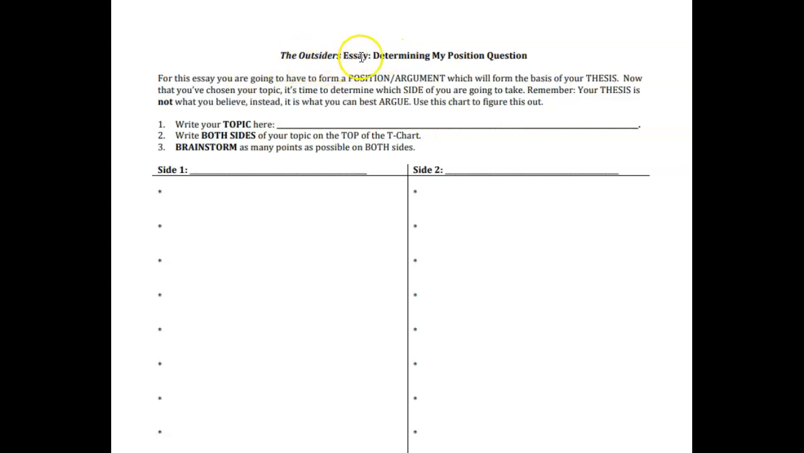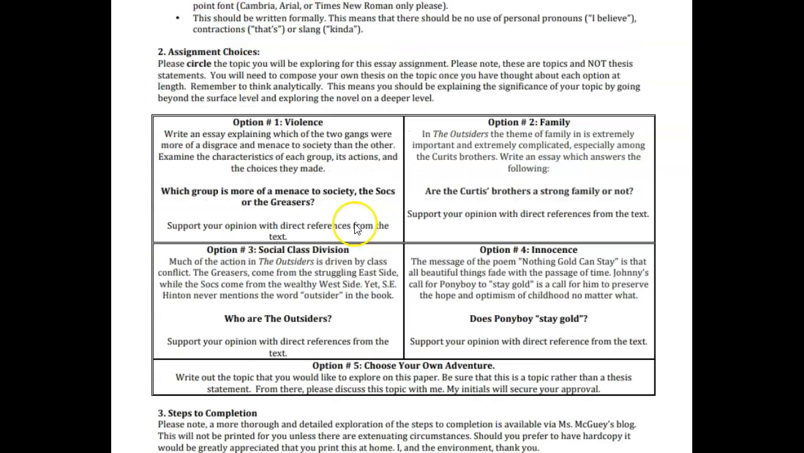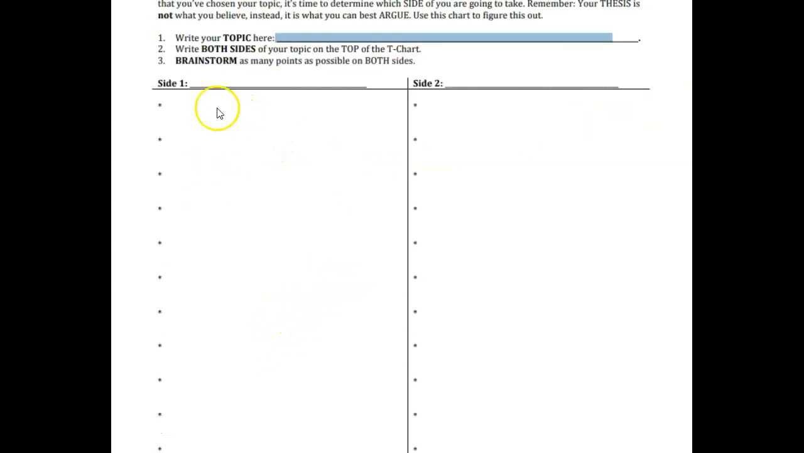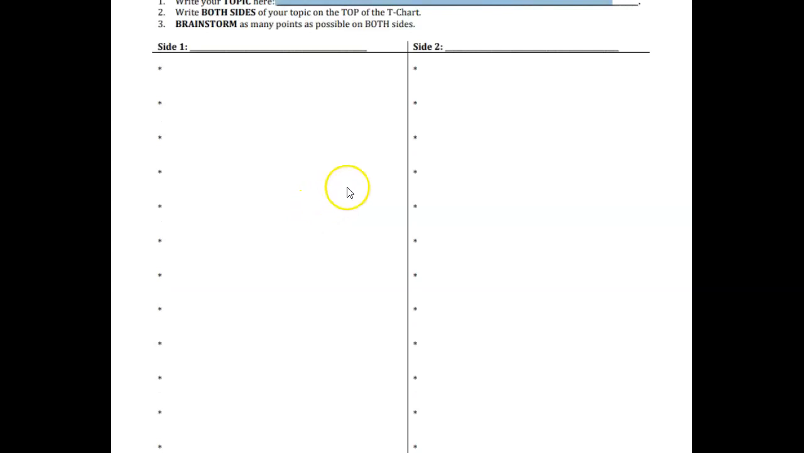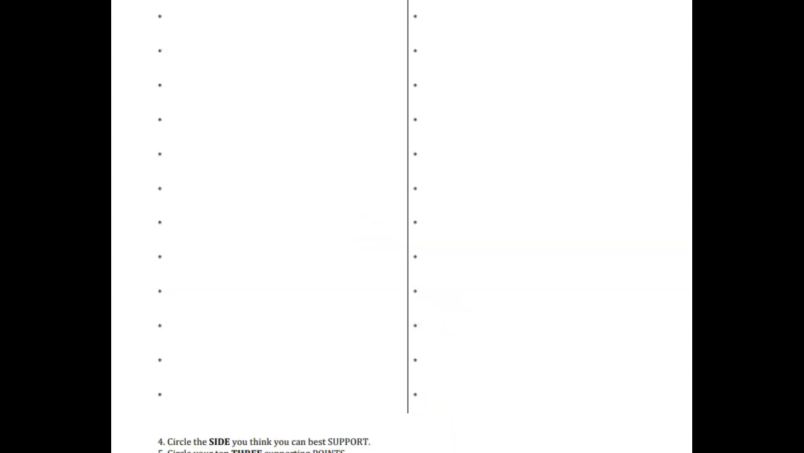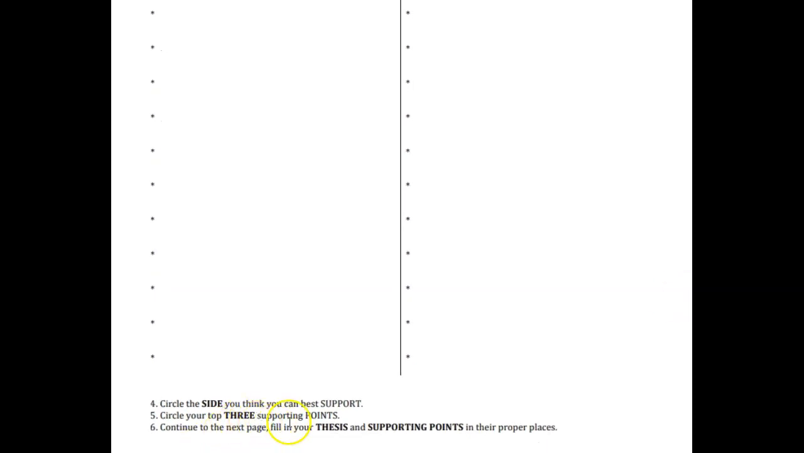So the Outsiders essay, determining my position. Okay, so once you pick your topic, options 1 through 4, you're going to come over here, you're going to write down which topic you picked, and then you're going to, just like we did for philosophical chairs, brainstorm both sides of the issue to come up with your ideas. Okay? After you've brainstormed, and it says this on number 4, you're going to circle which side you feel like makes the strongest arguments, and then you're going to circle. So if I pick this side, I'm going to circle the whole side, and then I'm going to circle my 3 points that really, I think I could write a whole paragraph about each of those points.